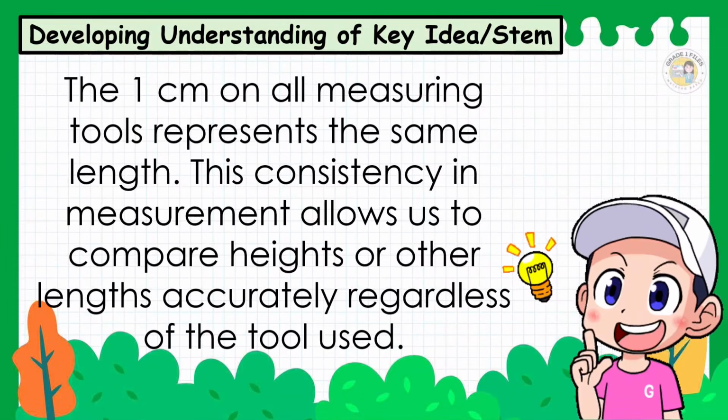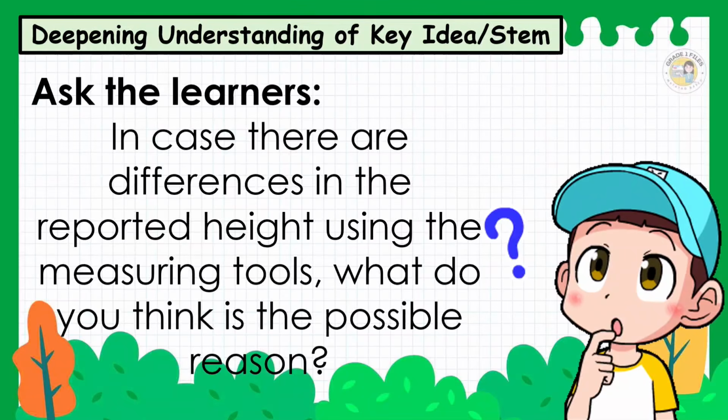The 1 centimeter on all measuring tools represent the same length. This consistency in measurement allows us to compare heights or other lengths accurately regardless of the tools used. In case there are differences in the reported height using the measuring tools, what do you think is the possible reason?